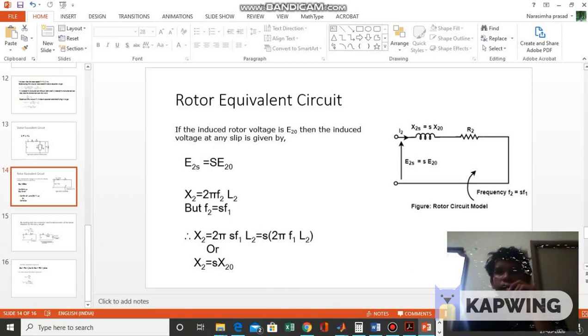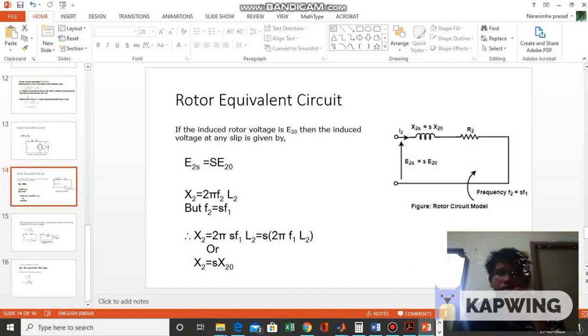So the frequency of the rotor will decrease as the rotor gains momentum, meaning the rotor starts moving. When the rotor is stationary, slip equals 1 and f2 equals f1. For Indian frequencies, f1 is 50 hertz. Because our slip value ranges from 0 to 1 only, the maximum value is 1 and the minimum value is 0.